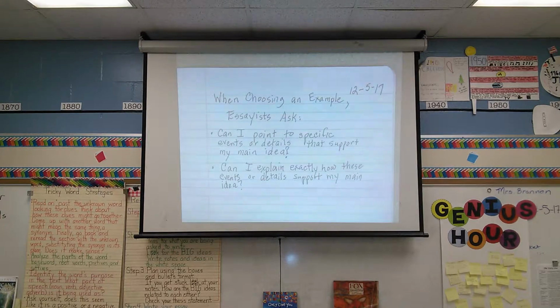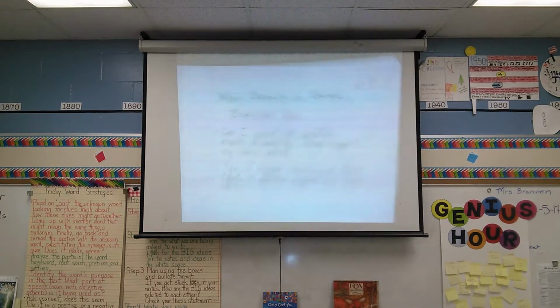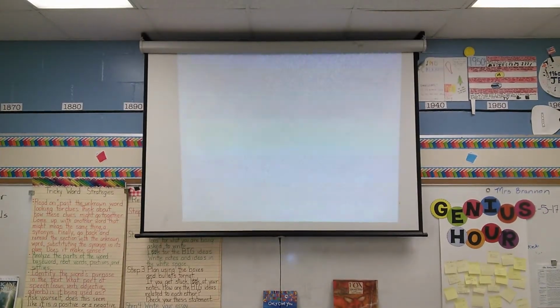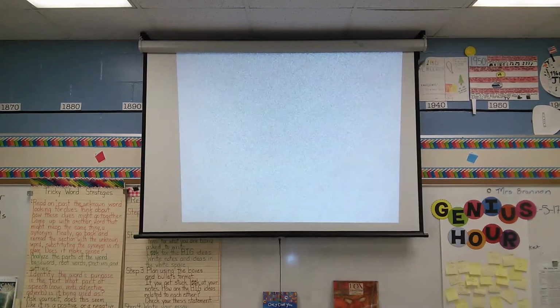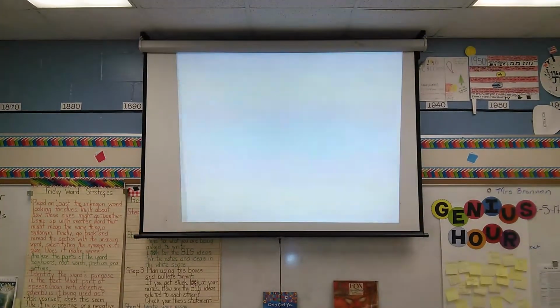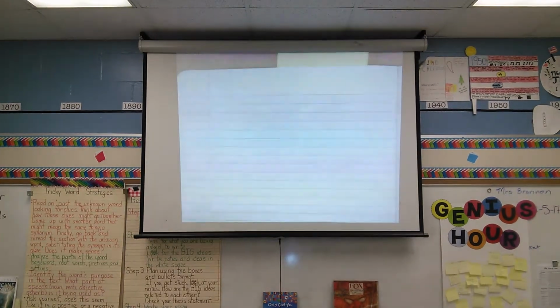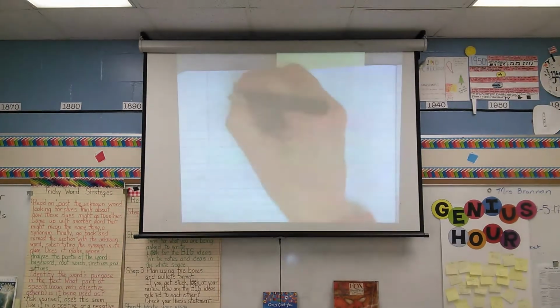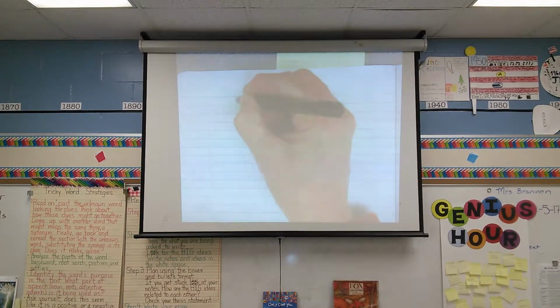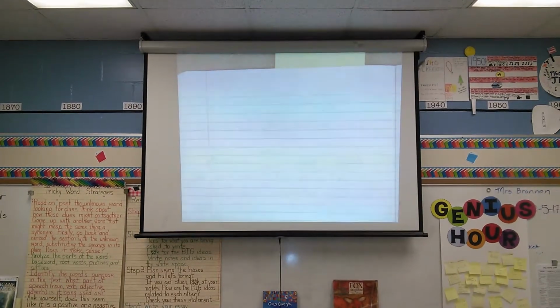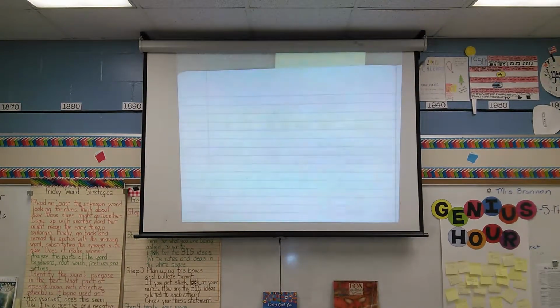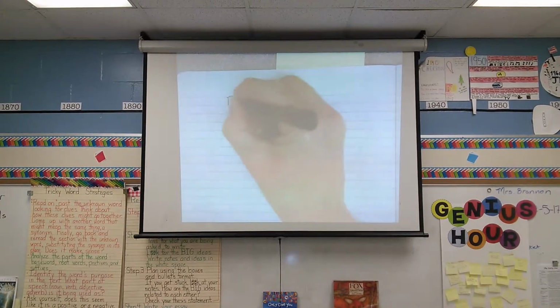Okay, so I wanted to show you how you would do that by modeling for you a body paragraph. Now, we've already talked about how one of my main ideas was that Booker did not allow obstacles to stand in his way. So for example, when I go to write, this is going to be my first body paragraph. I'm going to begin with a transitional phrase. First, and then a comma.